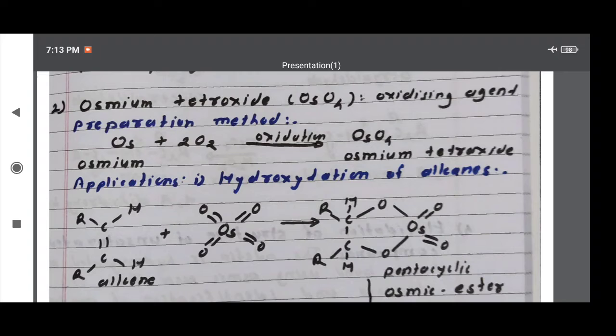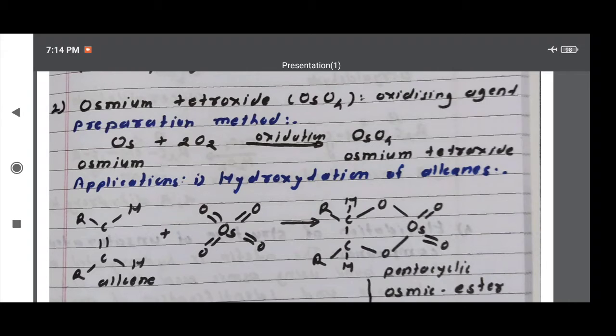Osmic acid is the commonly used name of osmium tetroxide. It is prepared by strongly heating osmium metal or its compounds in air. This oxidizes osmium to its oxide. Therefore, osmium metal, Os, in air plus twice O2, oxidation, gives formation of OsO4, that is osmium tetroxide. Simple equation: Os plus twice O2 gives OsO4, osmium tetroxide.